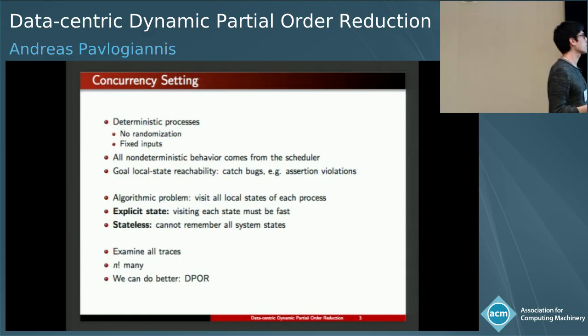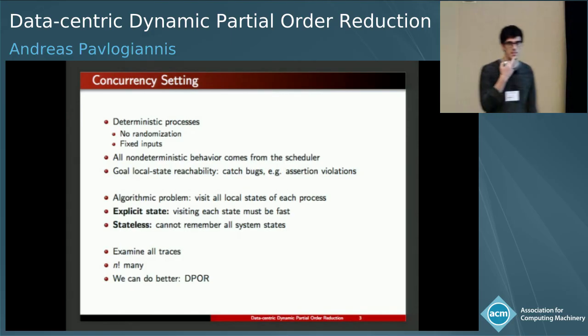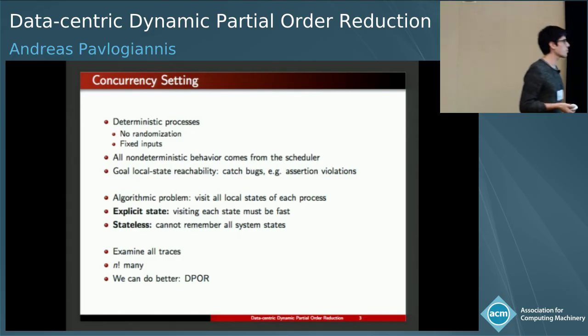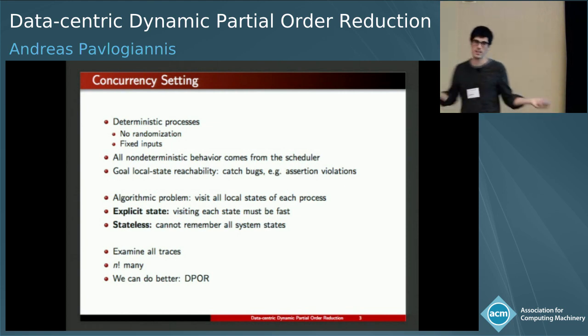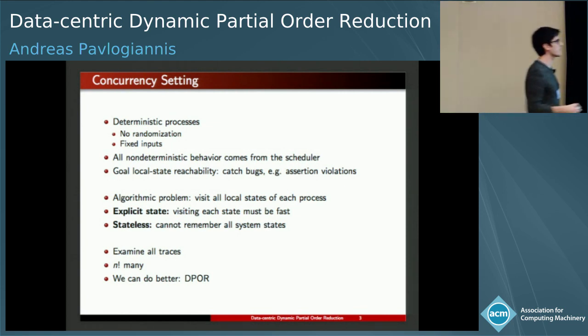Of course, there's a simple solution to this problem: examine all possible traces. But since there are exponentially many, we hope to do better, at least in some cases. One very standard way of doing better is partial order reduction, which is, again, a trace-based exploration of the system behavior. Let me try to give you a flavor of this.